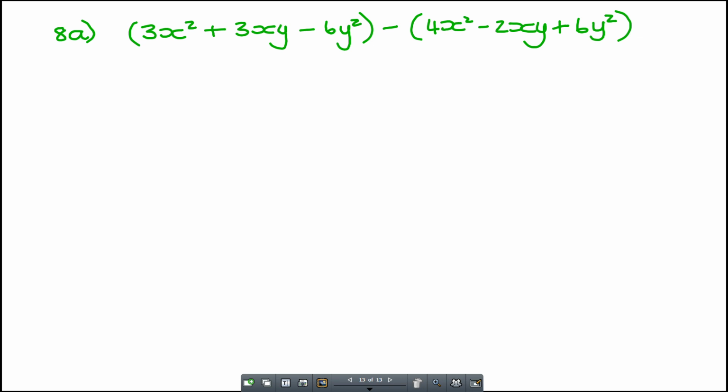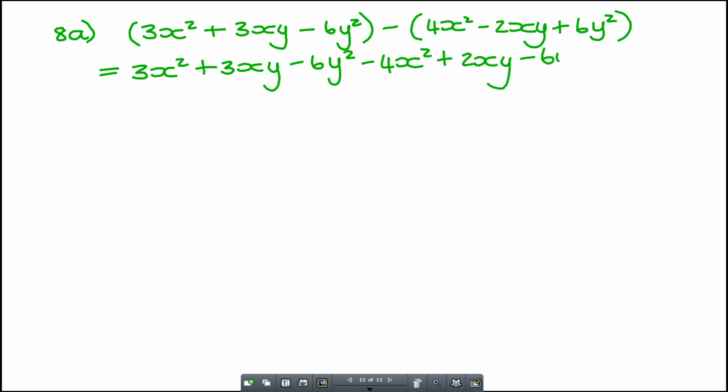All right, so again, that negative is going to influence everything inside that bracket. So let's see. The first part will stay the same, so that's going to stay like this. But this now becomes minus 4x squared plus 2xy minus 6y squared. Can you see all your signs changing after that? Okay, now we go look for like terms because we now got rid of all the brackets.